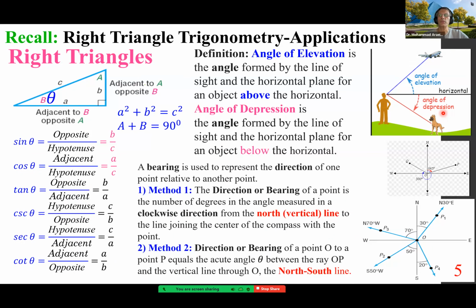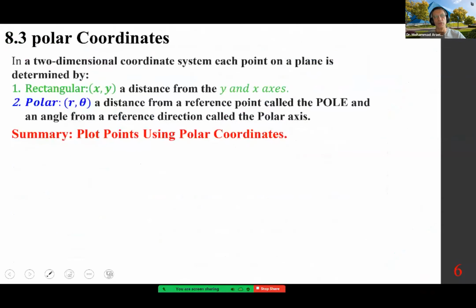To find direction of bearing, either you deal with north and only a clockwise angle and nothing else, or you deal with north or south, whichever is the closest, and the closer angle has to be an acute angle. So for example, this one, we would say north 30 degrees east. This one, the closest is south, south 20 degrees east. So those are the bearings.